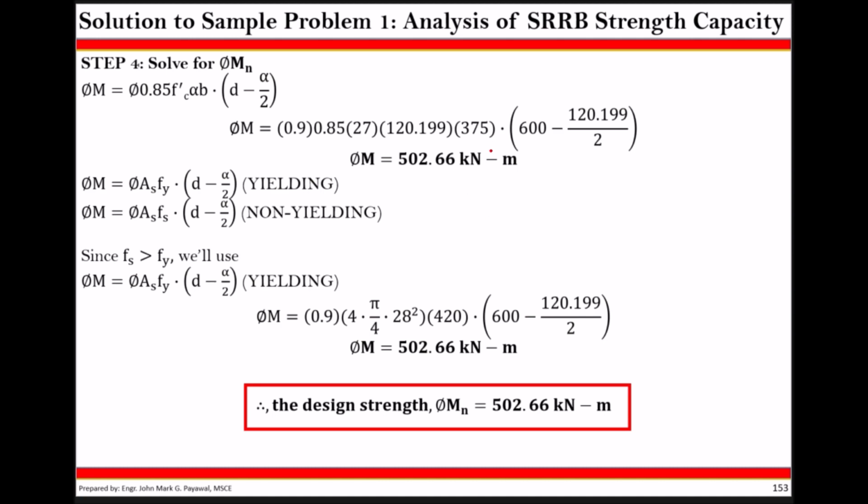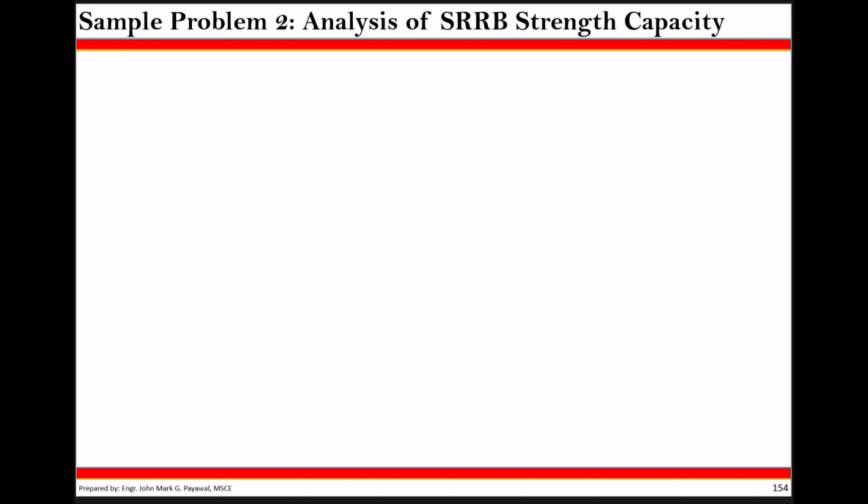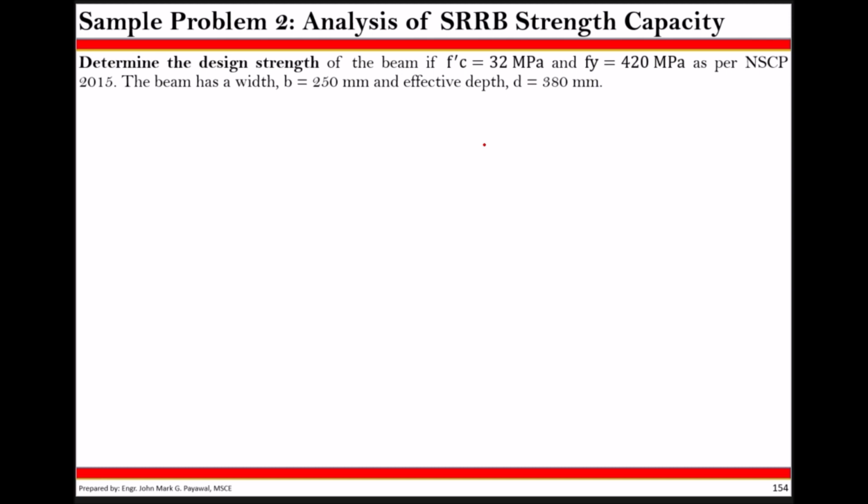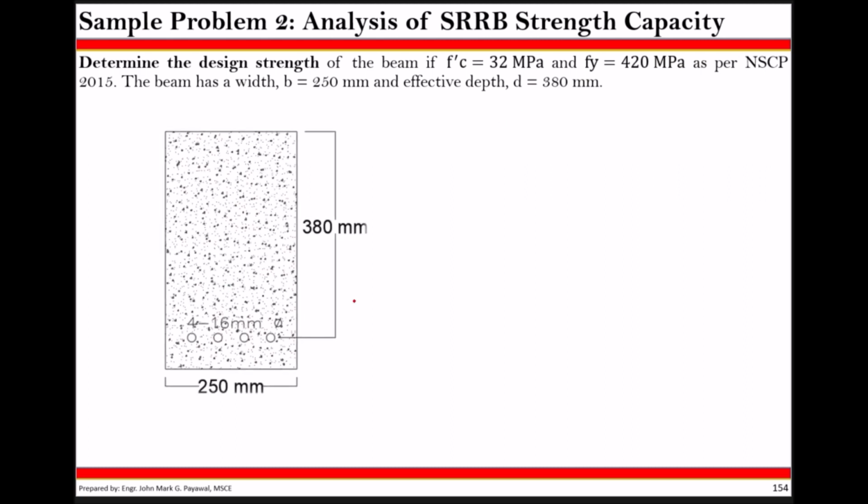To apply more our knowledge and understanding for the analysis of SRRB, let's proceed with the next sample problem. In here, we are still required to compute the design strength of a beam with fc' 32 megapascal, fy 420, and use NSCP 2015 provisions. The beam has a width of 250 and an effective depth of 380 millimeters. The figure would be like this. This is the base, 250, the effective depth, 380, and here it is reinforced with 4 16mm bars. We want to know the design strength of this section.